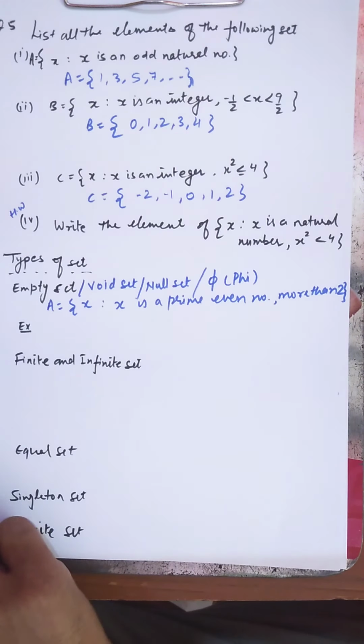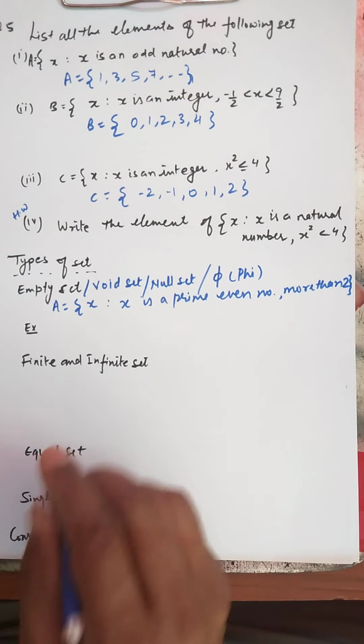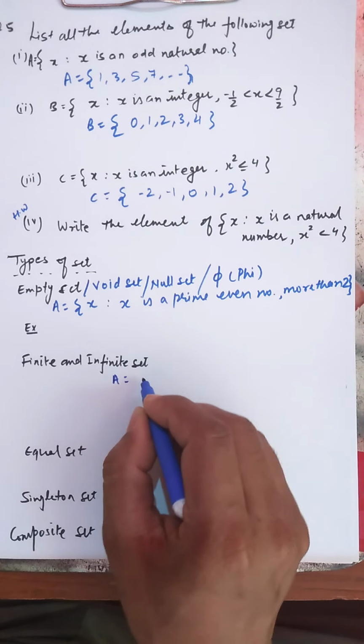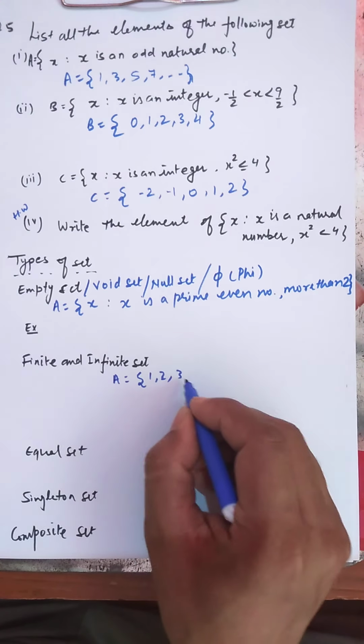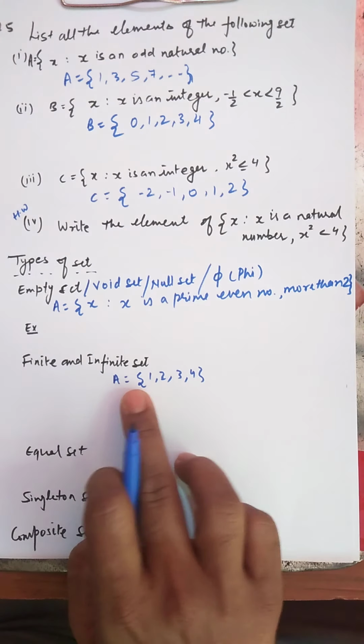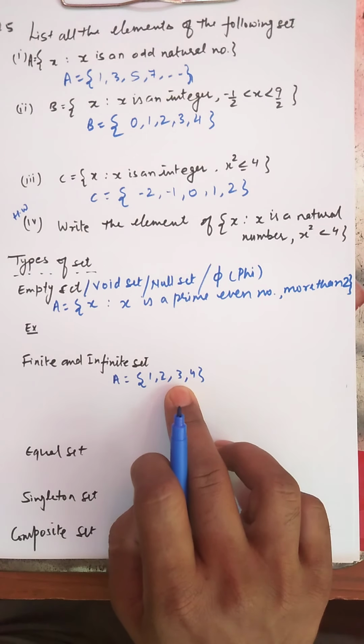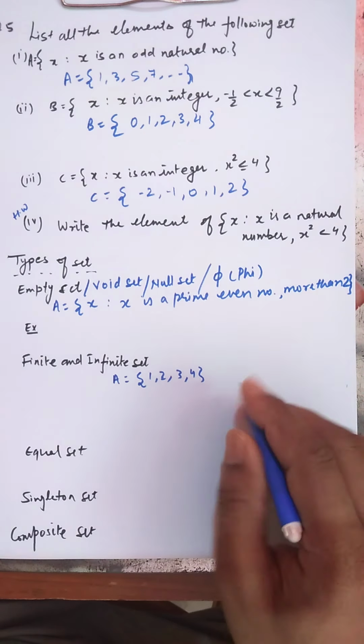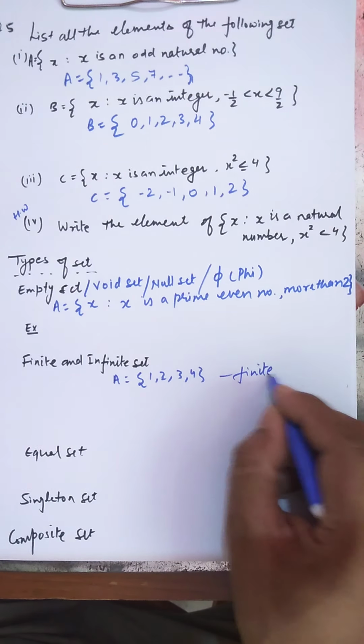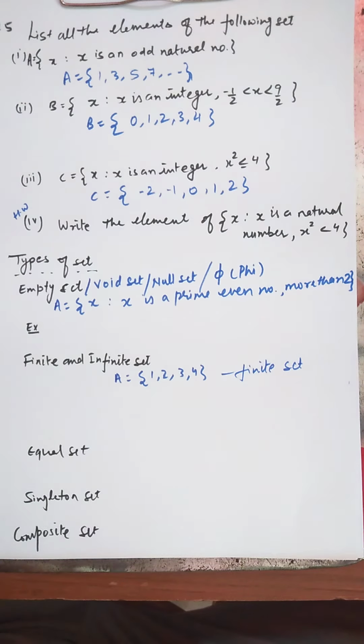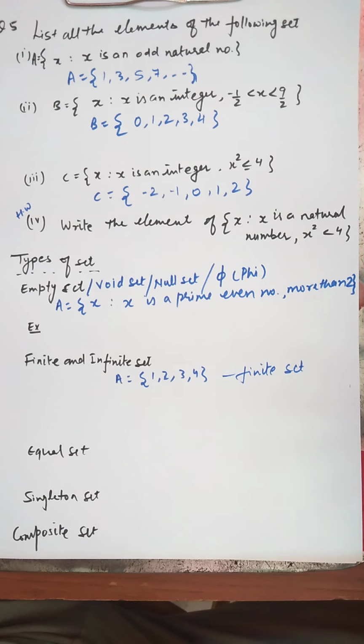Now come to finite set and infinite set. As the name suggests, if I am taking the example A equal to 1, 2, 3, 4, and I ask you how many elements are there in set A, you can simply say there are 4 elements. It means this is a finite set. You can count the number of elements, so it's a finite set. Another name used for a finite set is countable set. Countable set means if you can count the elements, then it is a finite set or countable set.